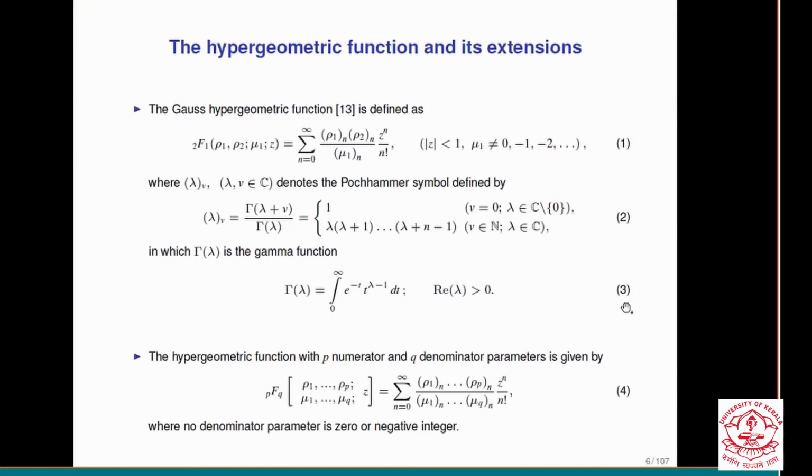This is well known. All of you are familiar with the gamma function, which is very useful in the field of mathematics, applied mathematics and fractional calculus. If you see the development of fractional calculus, the credit also goes to the gamma function. And here the generalized hypergeometric function is given as equation number 4. So here we have a 2F1 series with 2 parameters in the numerator and 1 parameter in the denominator, and here we have 3 parameters in the numerator and 2 parameters in the denominator.